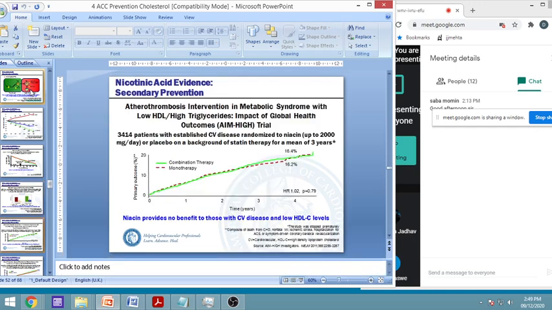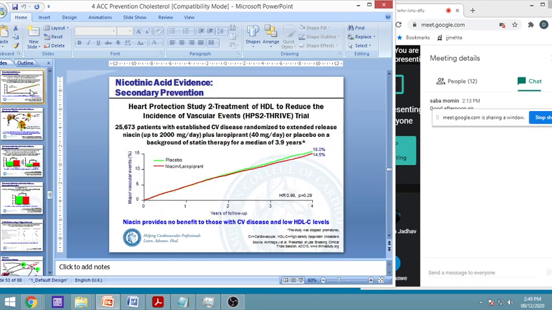Then there is the antithrombotic intervention in people with metabolic syndrome, with low HDL, high triglycerides, and the impact on global health outcomes. What it shows is there is no big difference, no benefit to those with cardiovascular disease and low LDL-C. So in one study it was not beneficial, while the other study shows it was highly beneficial. Again, there was no benefit with those with cardiovascular disease and low HDL levels.